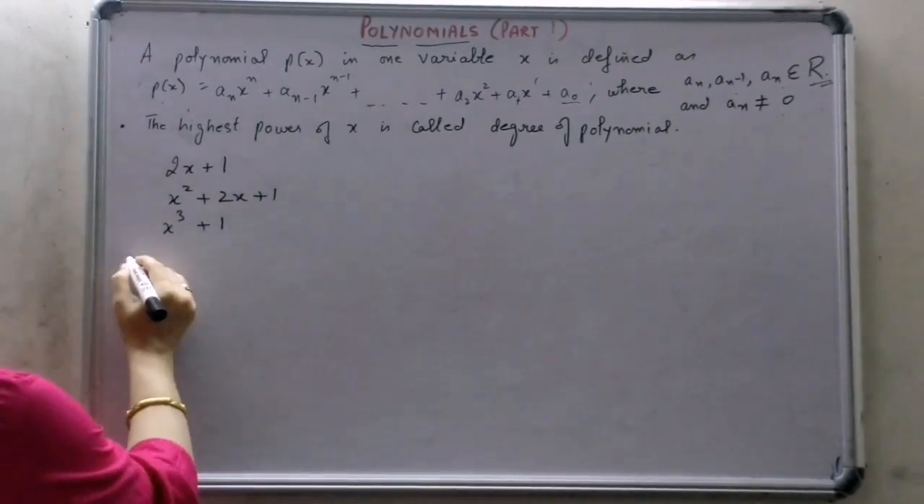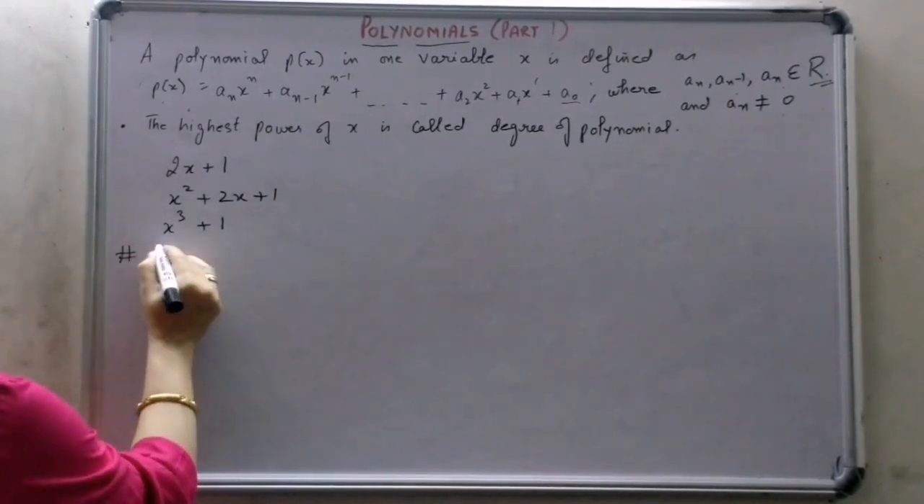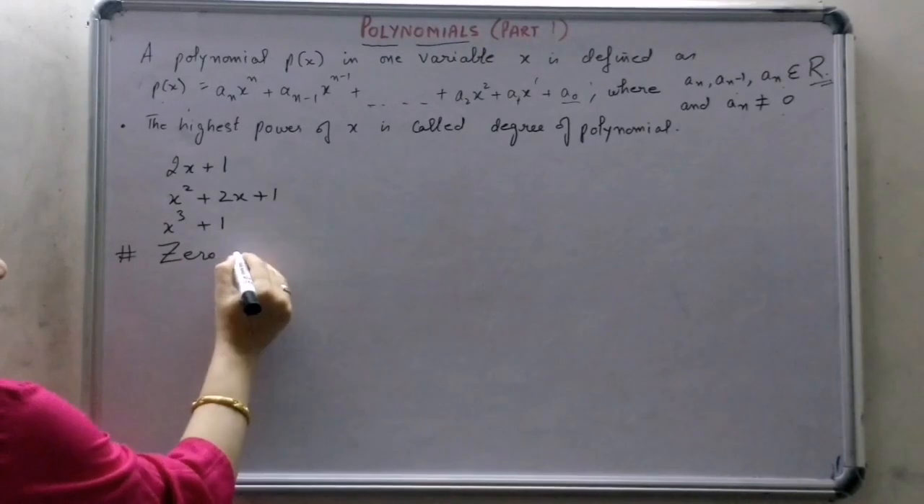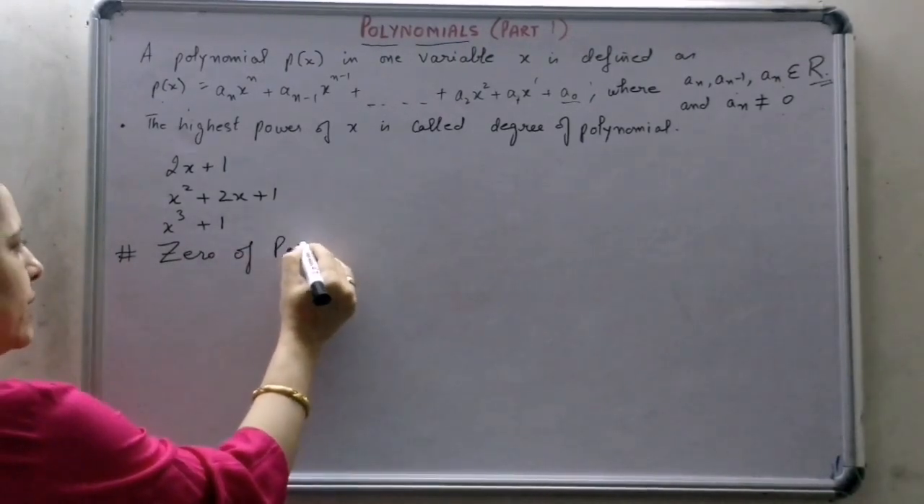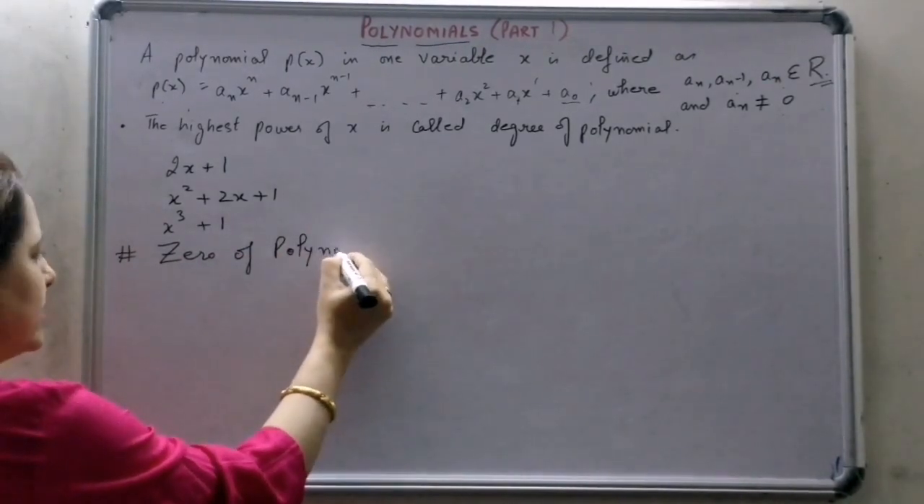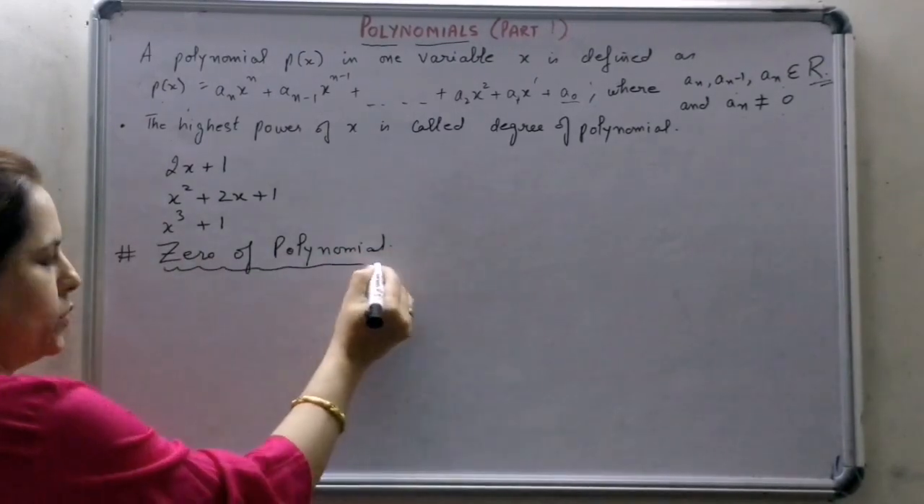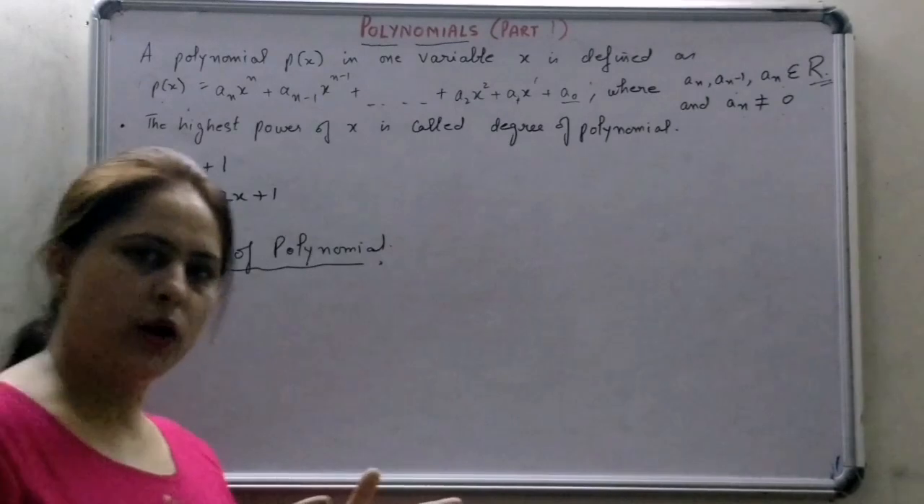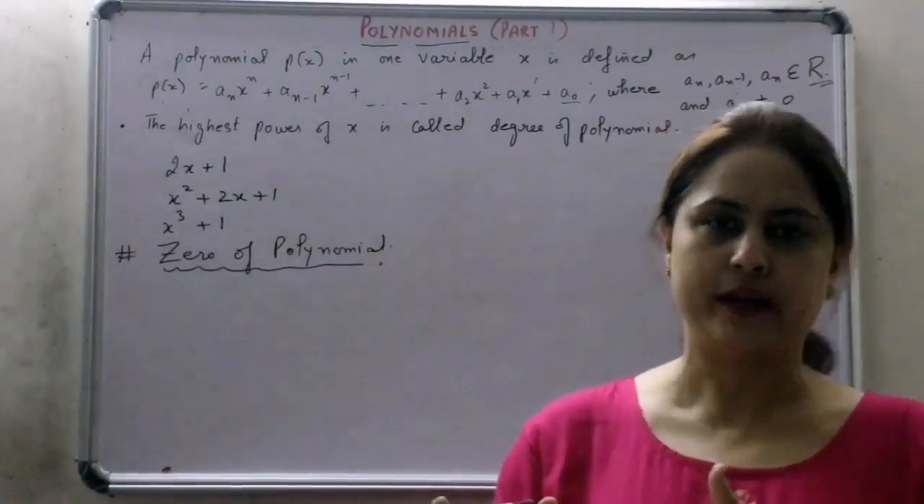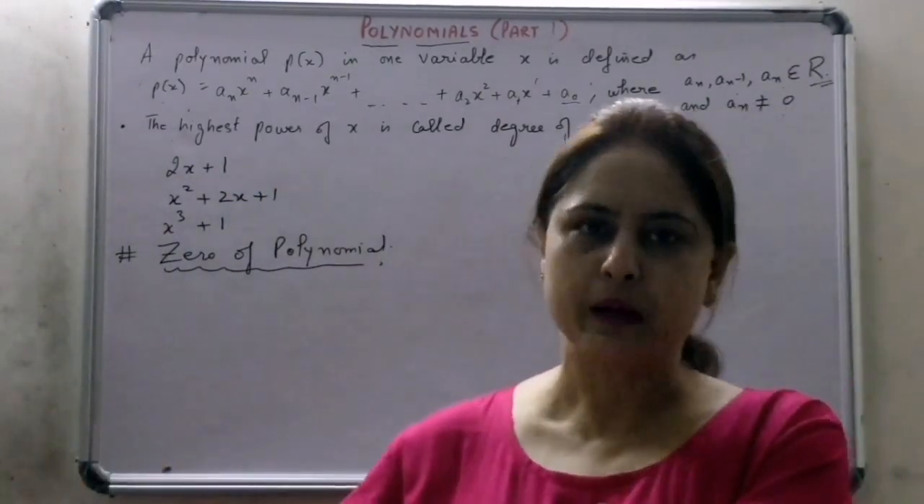So the next thing that we should know is about the zero of the polynomial. This too we have taken up in class 9, and we are just going to recollect the meaning of the word zero of the polynomial. Now, zero of a polynomial is that value of the variable for which the polynomial becomes zero.